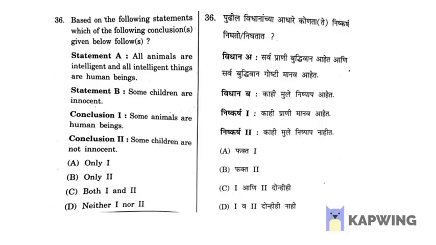So friends, this cannot come out of the statement, because all animals are intelligent and all intelligent things are human beings. So it should be all the animals are human beings, or that conclusion can be drawn. And conclusion two also cannot be drawn, because some children are not innocent. So the correct answer here can be neither 1 nor 2. So D is the correct answer here. Okay friends, let's move on to the next question.